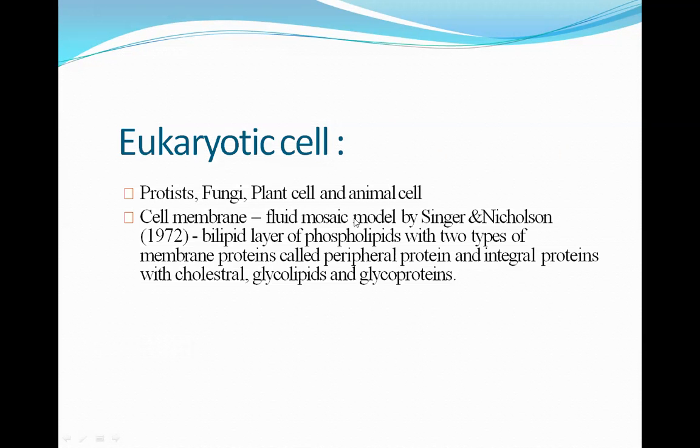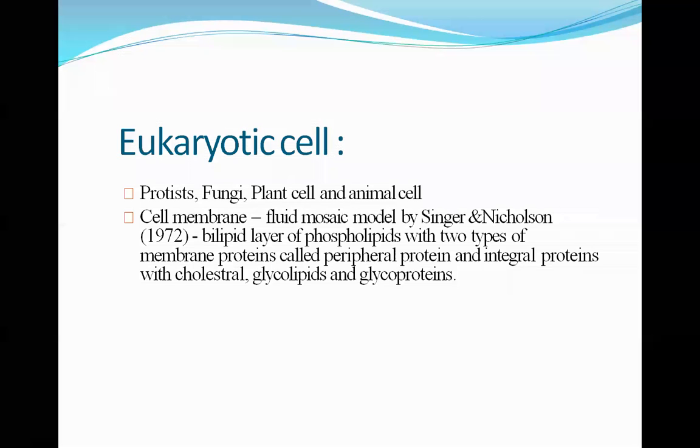The main difference observed here is the cell membrane, right? In the prokaryotic cell there was the plasma membrane. Here the main thing is the cell membrane, and based upon the cell membrane the fluid mosaic model has been given, and this fluid mosaic model was given by Singer and Nicolson, right? And this was given in 1972, which is based upon the bilipid layer of phospholipids with two types of membrane proteins called peripheral protein and integral protein, with cholesterol, glycolipids, and glycoproteins.